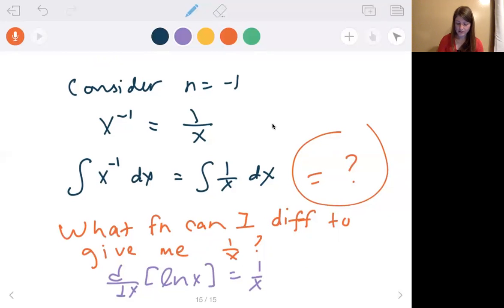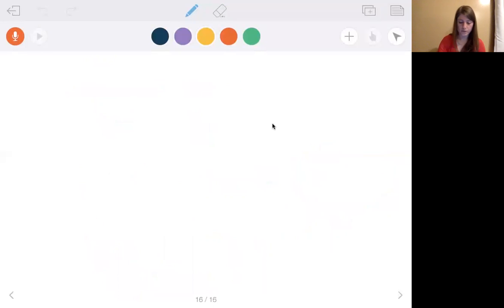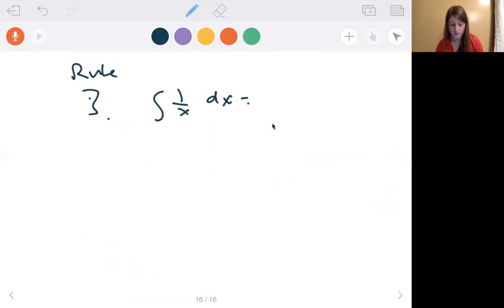So it turns out that there's a little bit of trouble with just putting natural log. What we actually have to do is include an absolute value, because if you differentiate the natural log of the absolute value, you also get 1 over x. So here's the rule. This is going to be our third rule. Rule number 3. The integral of 1 over x dx is the natural log of the absolute value plus c.